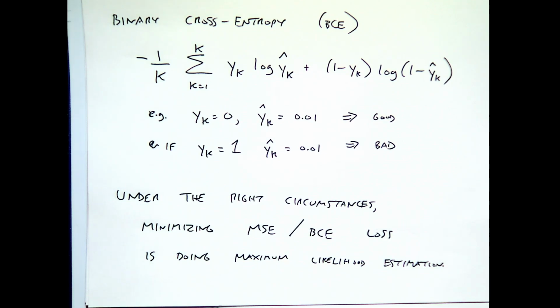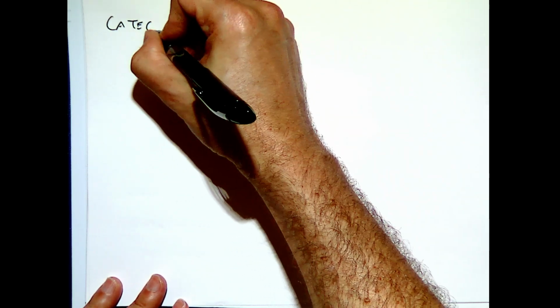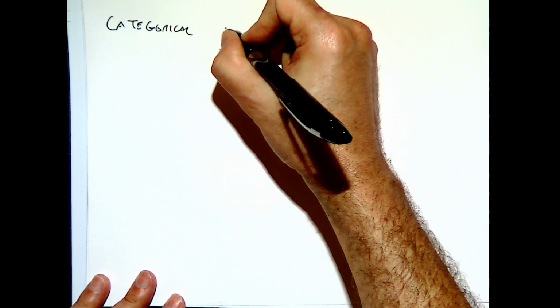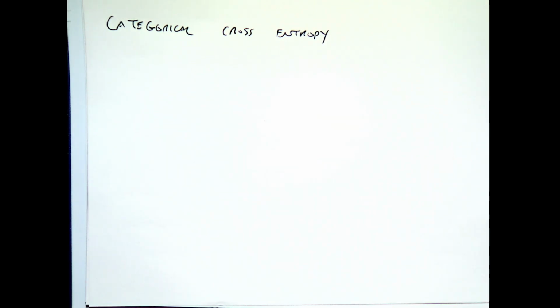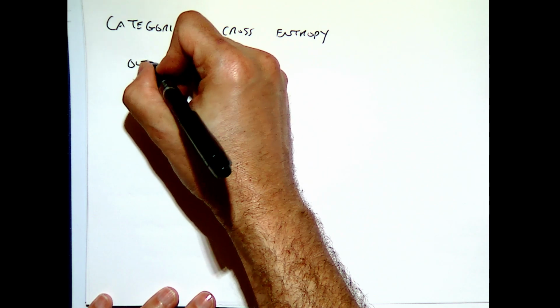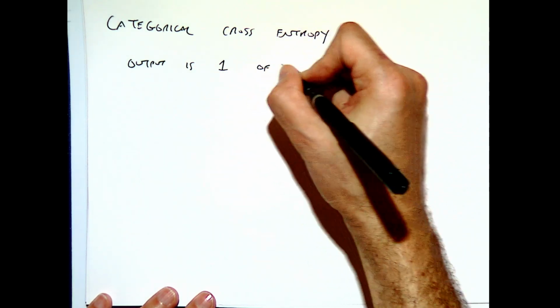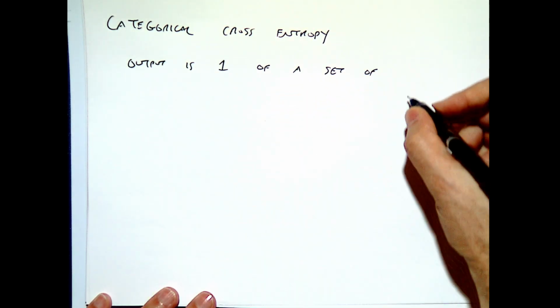OK. One thing that doesn't come up that often, but I'll mention it in passing, is that there's also something called the categorical cross entropy. So that's in a situation, I can just write this down. Categorical cross entropy is what happens when you're choosing from a whole bunch of different classes, right? So suppose instead of just cats and dogs, I have 100 different animals. So in that case, the output is one of a set of many classes, right?